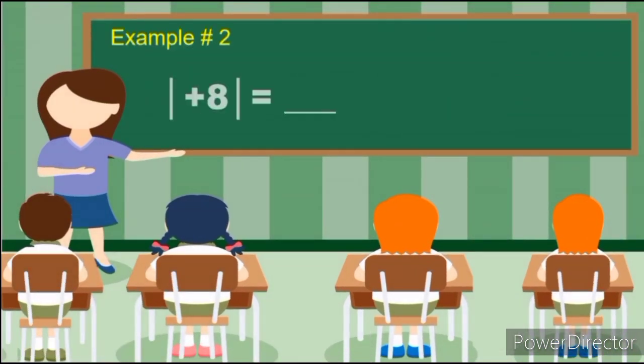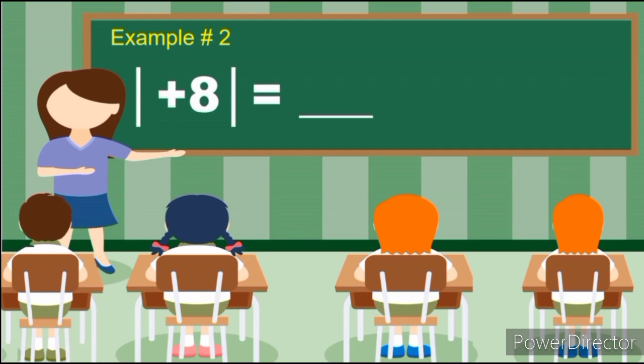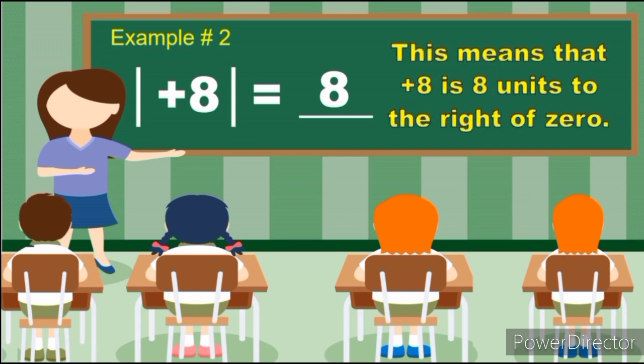Example number 2. What is the absolute value of positive 8? Correct, 8. This means that positive 8 is 8 units to the right of the 0.